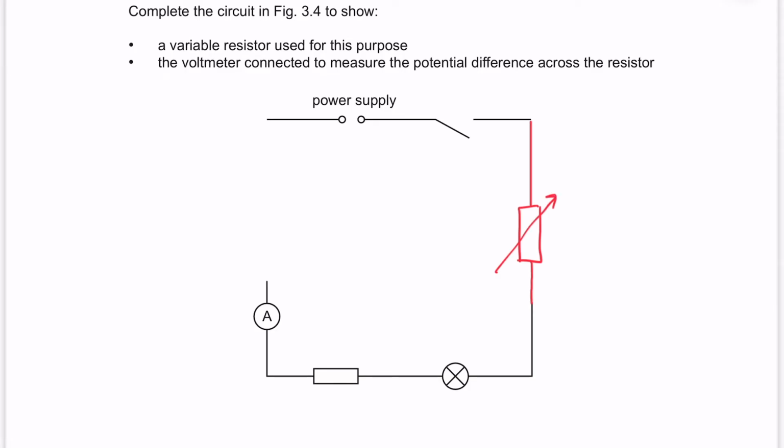So this is the symbol for a variable resistor or rheostat. We don't need anything over here because it has to be connected in series, and they want a voltmeter across the lamp.